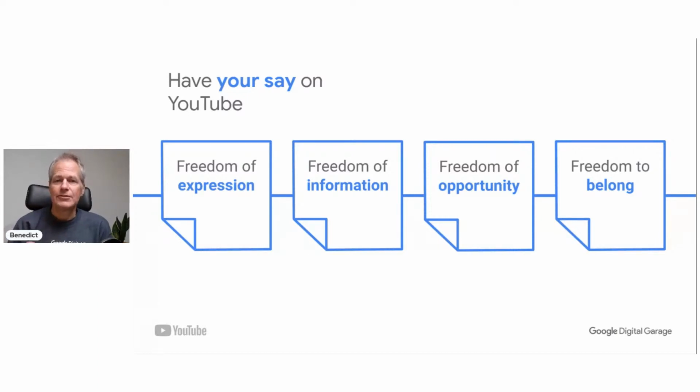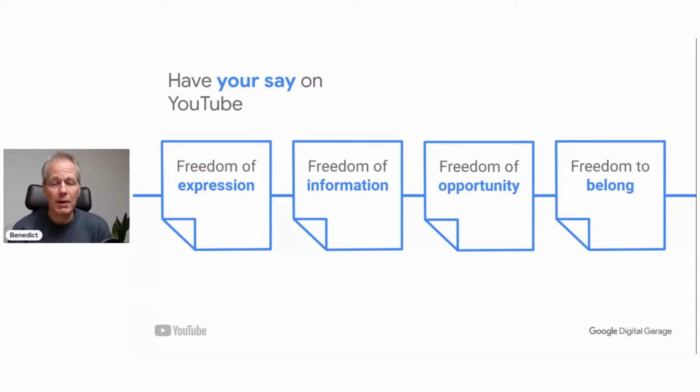Freedom of opportunity. On YouTube, anyone can follow their passion and create something that everyone can watch. Everyone should have a chance to be discovered, build a business, and succeed on their own terms, and people, not gatekeepers, decide what is actually popular. And then the fourth point here, freedom to belong. Everyone should be able to find communities of support, break down barriers, transcend borders, and come together around shared interests and passions.